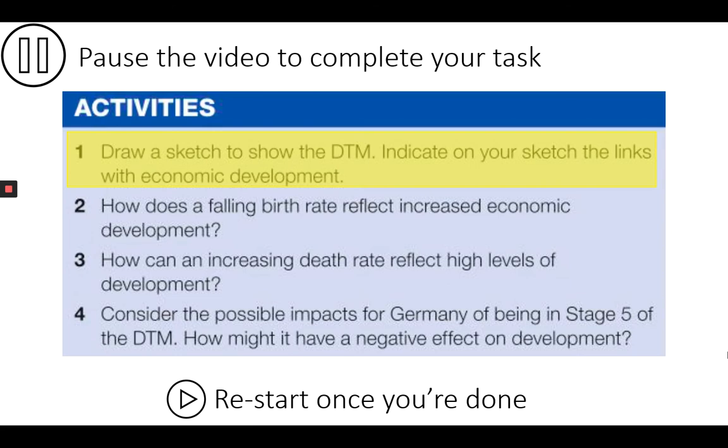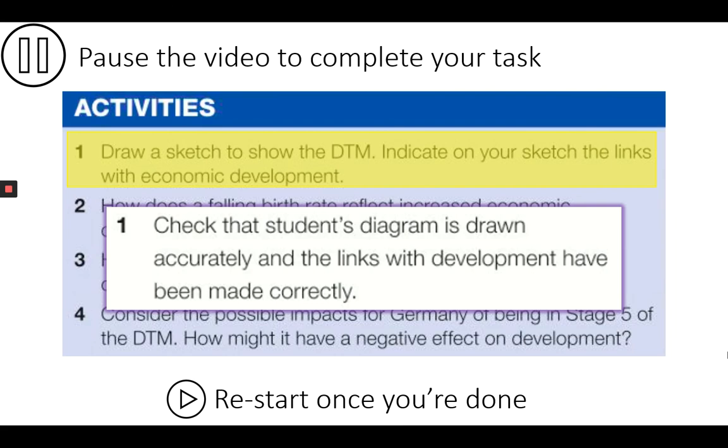The mark scheme is not great for this activity, so you're better off comparing your diagram with diagram A from the textbook. The common mistakes I've seen in the past are when students get the birth rate, death rate, and the total population lines in the wrong places. Take a minute to check your diagram is correct, and resume the video when you're ready.